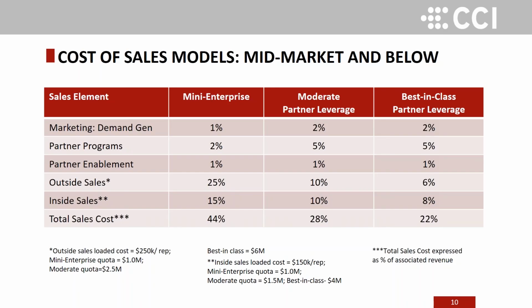Start taking that next transition and you say, all right, I need more money in demand generation and partners, and I need less as a percentage in outside sales and inside sales, because if I do the right things with my partners, they should have much greater leverage with the number of partners versus needing to do as many things themselves. You start to see the cost of sales come down into the 28% range. Then as you get the cadence better, spending similar money in marketing, partner programs, and partner enablement, but becoming more mature at the interaction between them, you can move down into the 22% range, which is about half as much as what you're spending on the mini enterprise side.